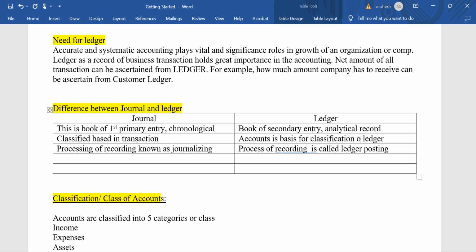The process of recording is known as journalizing, and the process of recording in the ledger is called ledger posting.